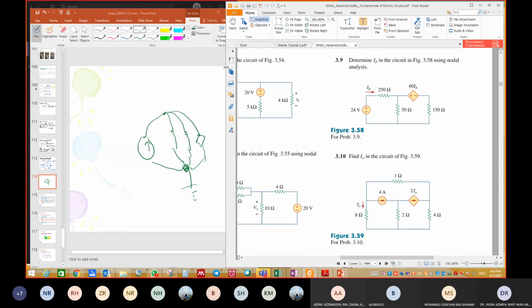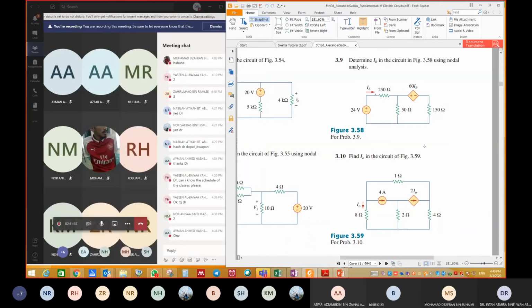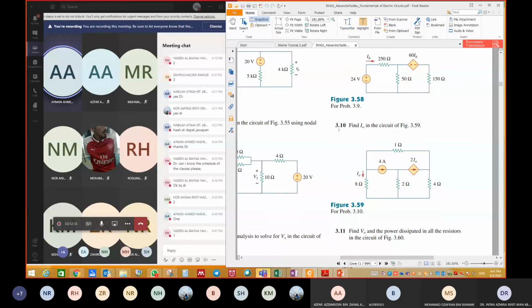How about number 3.9? How many nodes here? Yeah, it's only one. It is here, in the middle. Okay, only one. Okay. How about number 3.10? How many nodes here?